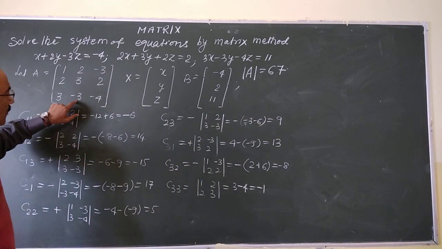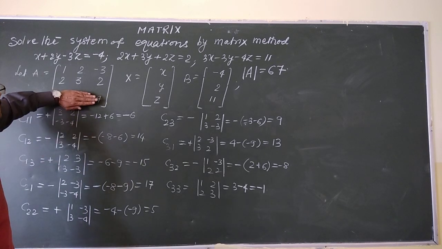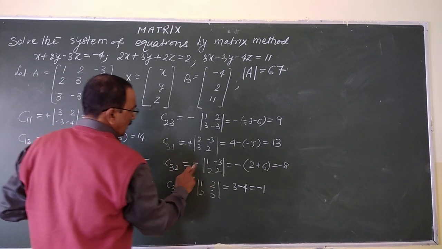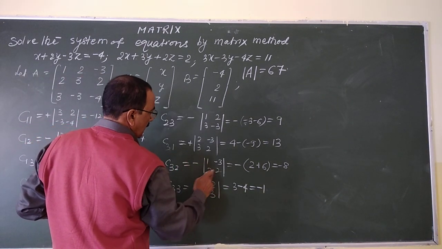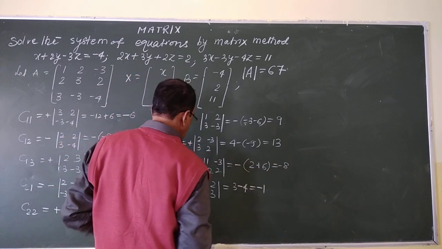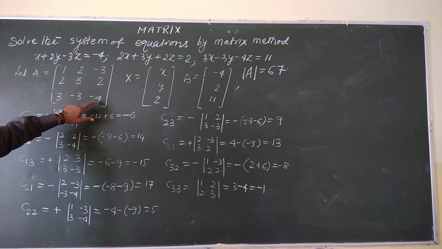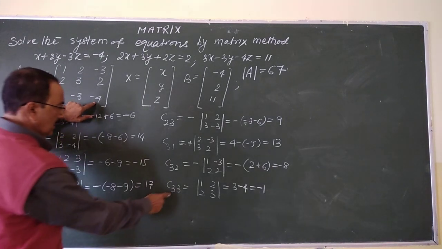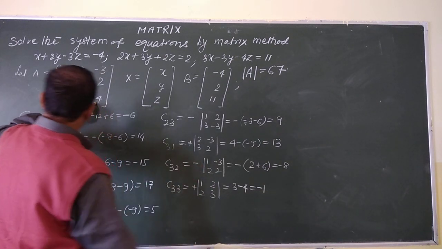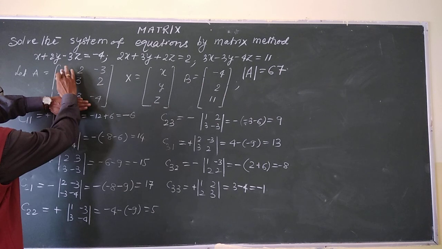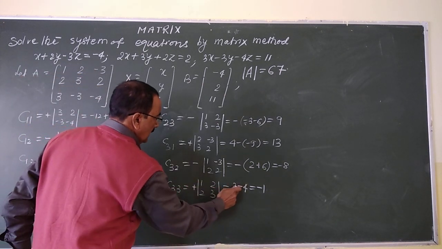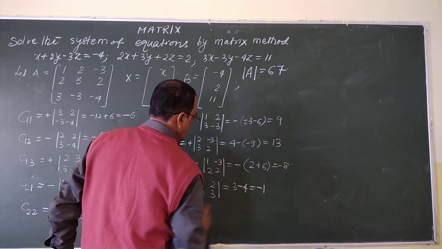Now for the cofactor of this element, close the row and column. Minus 6, 3 plus 6, so minus 2 plus 6, 8. Minus 8. Then 3 3: 3 plus 3 is 6, so minus 1 to the power 6 will be positive. So we are taking the positive sign. Close this row and this column: 1, 2, 2, 3. 1 into 3, 3 minus 2 into 2, 4, so 3 minus 4, minus 1.